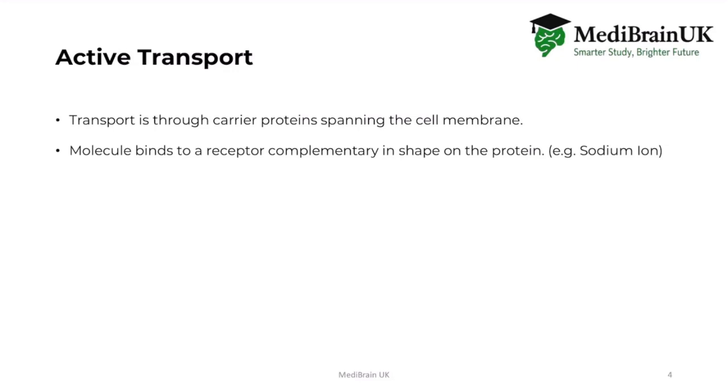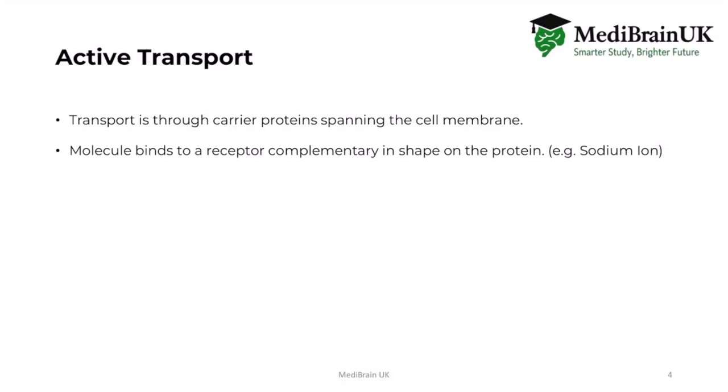So for example, we could have sodium ions. Sodium ions might want to move into the cell. Because sodium ions might want to move into the cell, they will bind to a receptor on the outside of the cell. Now, because there's a higher concentration of sodium ions inside the cell, we can't move by facilitated diffusion. We can't move by osmosis. We can't move by simple diffusion. We're going to have to move by active transport because there's a lower concentration on the outside and a higher concentration on the inside. So we need energy.